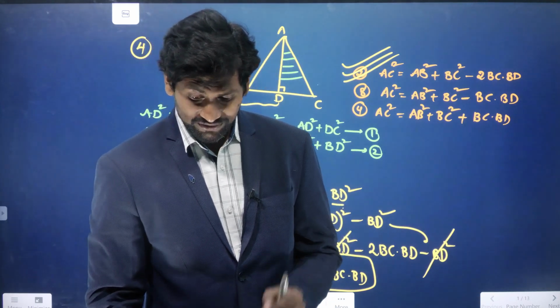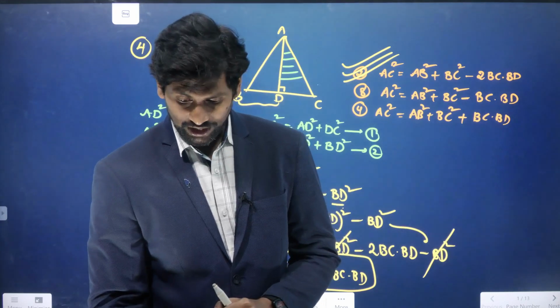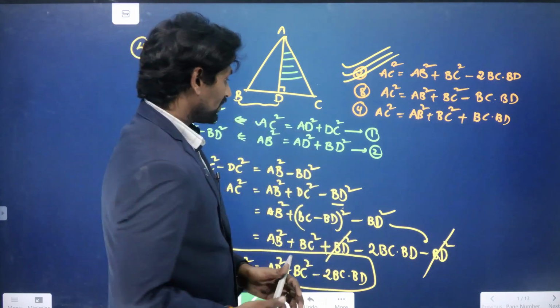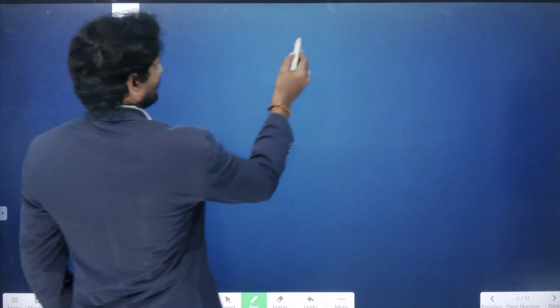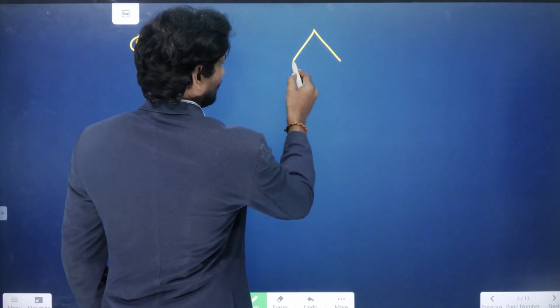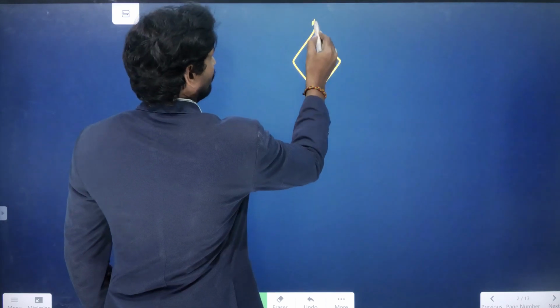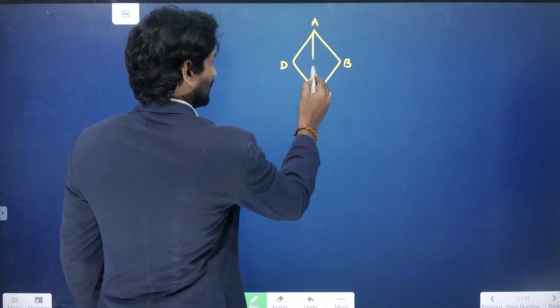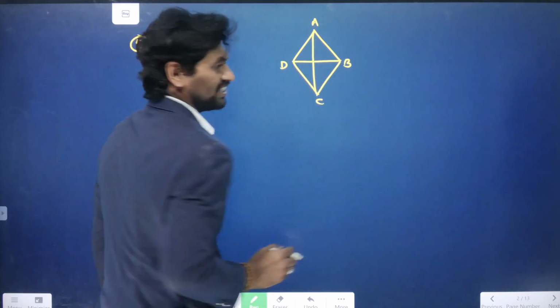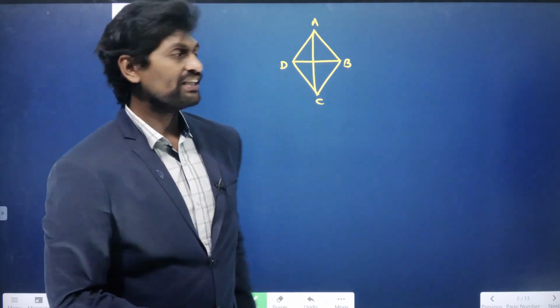Right. So if the length of the diagonals of a rhombus... okay, let us try to draw a rhombus shape. I am naming it ABCD, and the diagonals: AC is a diagonal, BD is a diagonal.